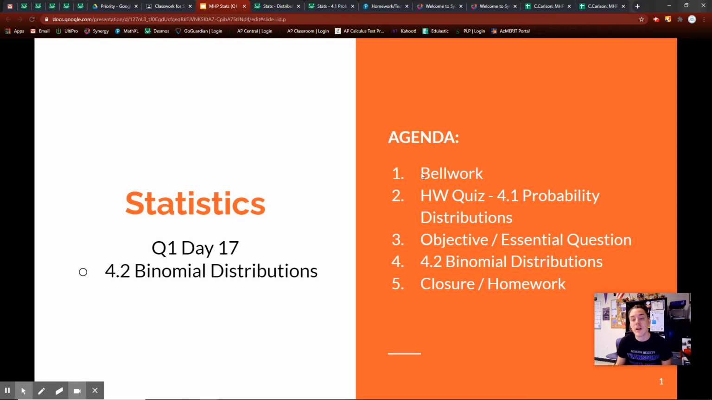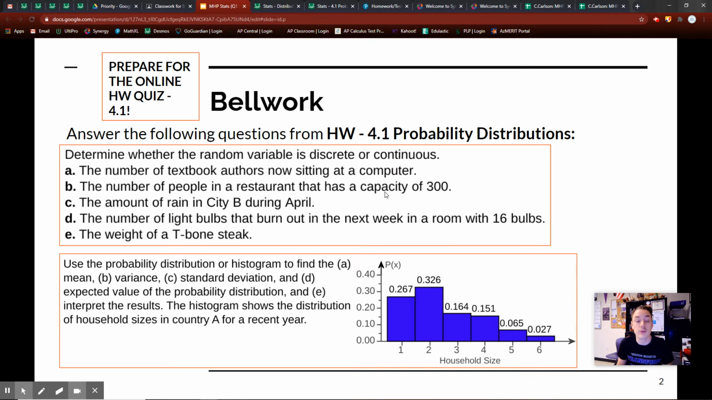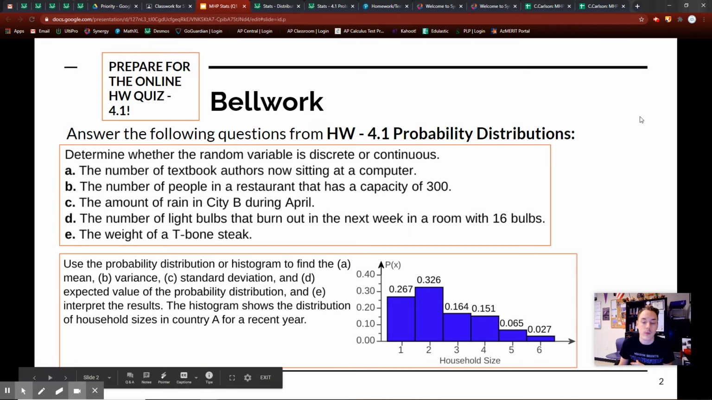So hopefully that will help you understand a little bit more about distributions and prepare you for tomorrow when we learn two more. So bell work, homework quiz for 4.1. And then we're going to get through the lesson. These are the two questions I have for Bellwork. These will be on the homework quiz. So let's get started. Make sure you take a picture, write them down.